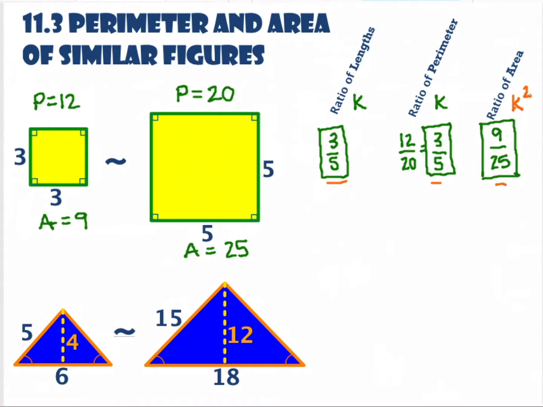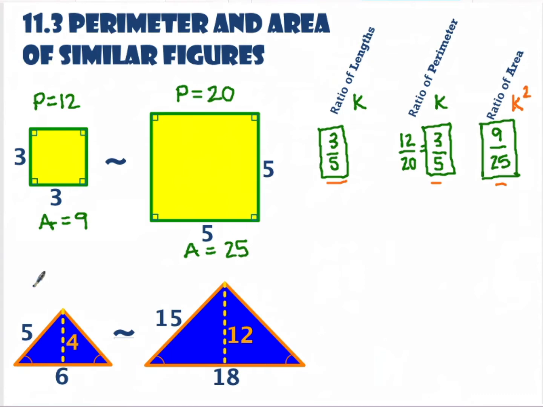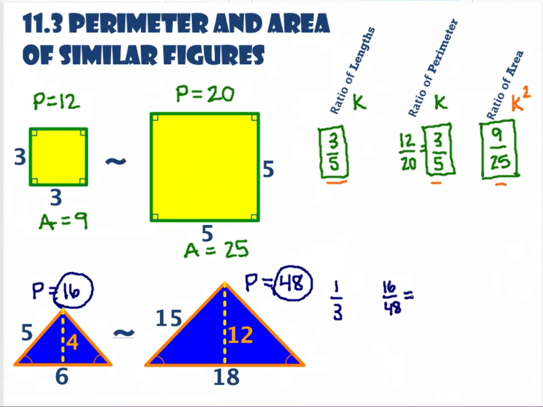Let's try some triangles. These are similar triangles, they're actually isosceles, I can tell by those base angles. So this first one will be 5 plus 5 plus 6 for perimeter, 15 plus 15 plus 18 for perimeter. So perimeter on the little guy of 16, perimeter on the big guy is 48. So the ratio of our lengths, we could say 5 to 15 or 6 to 18. Either way, that reduces 1 to 3, doesn't it? And how about the ratio of 16 to 48? Would that reduce too? 16 over 48 actually reduces to 1/3.